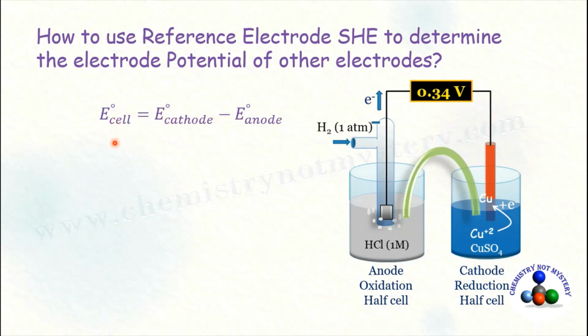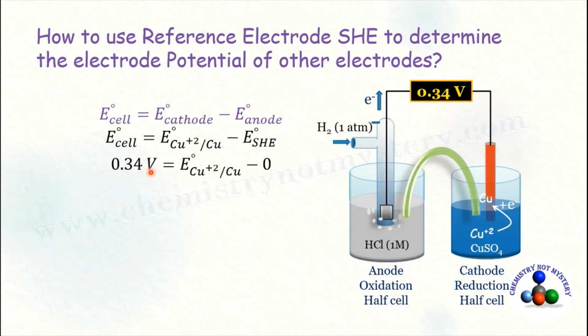Now let's rewrite the formula. So here you will get E naught cell is equal to E naught copper electrode minus E naught SHE. By voltmeter we can calculate the E naught cell and it is found to be 0.34 volt. So now place the value in this formula. So here you will get 0.34 volt is equal to E naught copper electrode minus 0, as the standard electrode potential of SHE is 0. On calculating you will get electrode potential of copper electrode is equal to 0.34 volt.